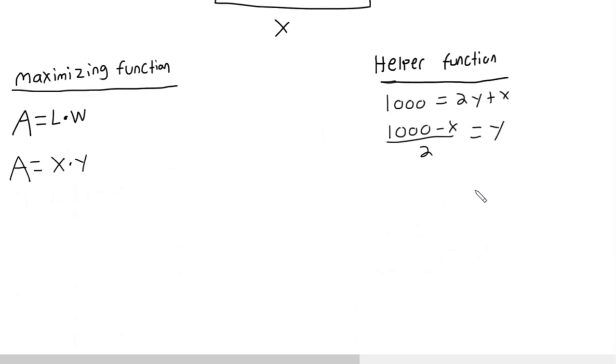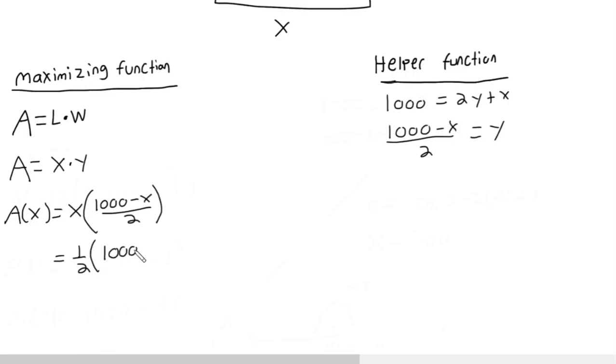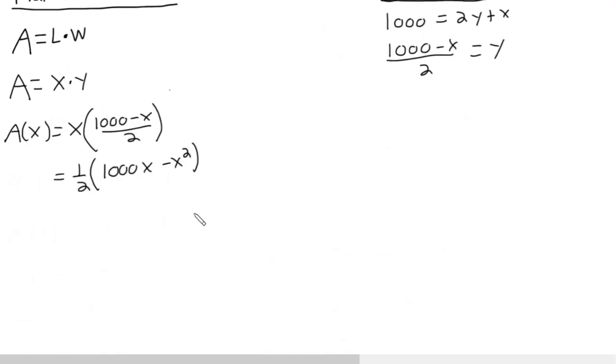Okay, so I have y by itself. And so now I can define this function in terms of x. So A of x is equal to x times, well, remember what y is. y is 1,000 minus x over 2. I can bring a 1/2 out front, and that becomes 1,000x minus x squared. All I'm doing is, this is over 2, and that's the same thing as if I multiplied this by a half. So I just brought out the 1/2, and then I distribute this x in there. That's all I did. Okay, so that's my A of x function.